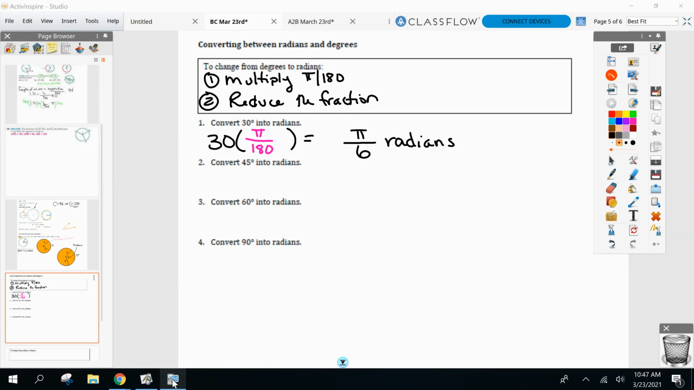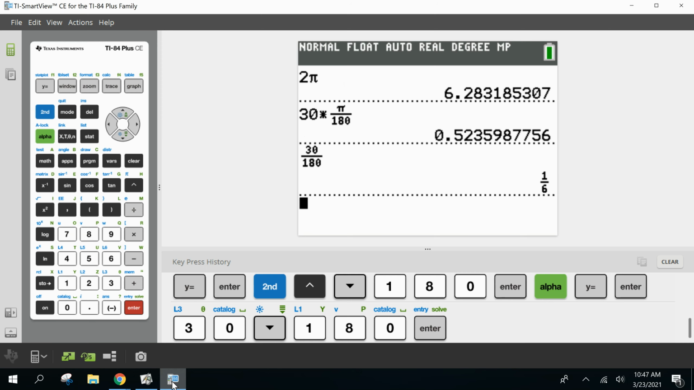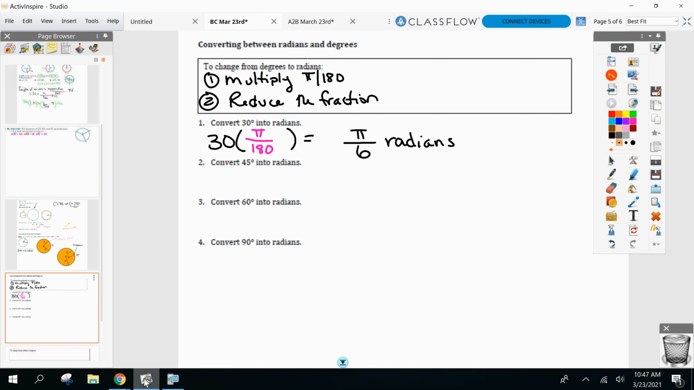And remember, that's an actual number. I just showed you 0.5235987756 radians. So basically half a radian in 30 degrees. But I don't want that. Let's clean it up a little bit and keep it in terms of pi. Okay? All right, let's keep going.